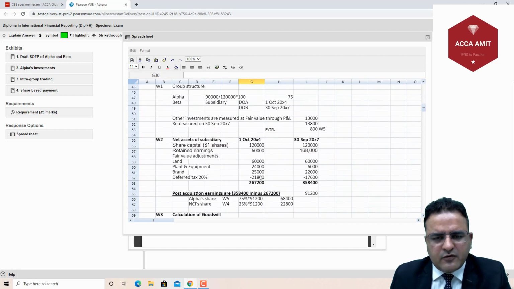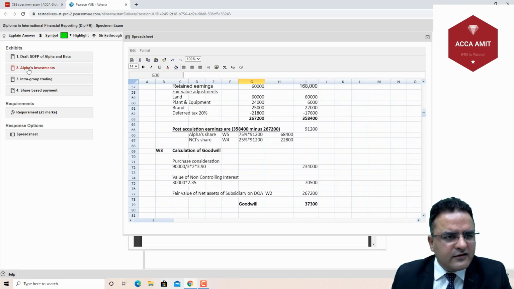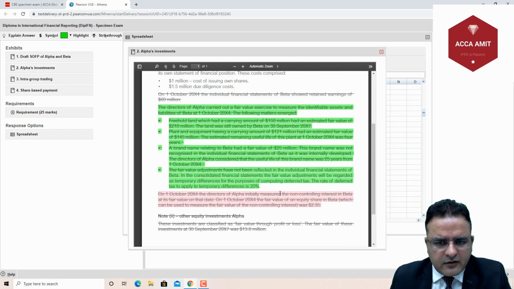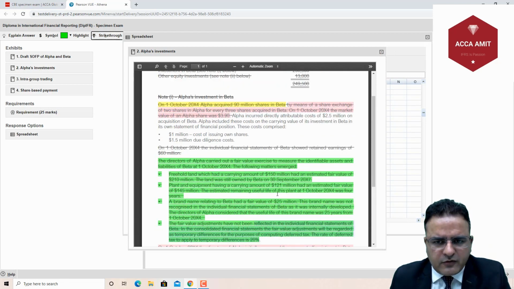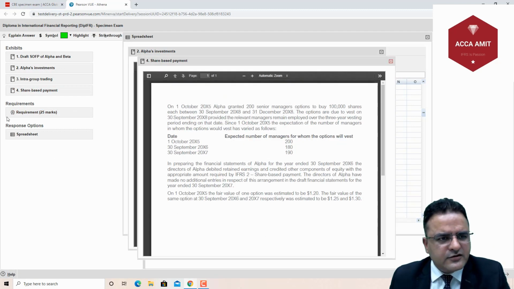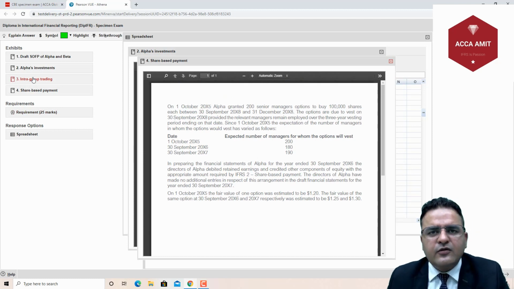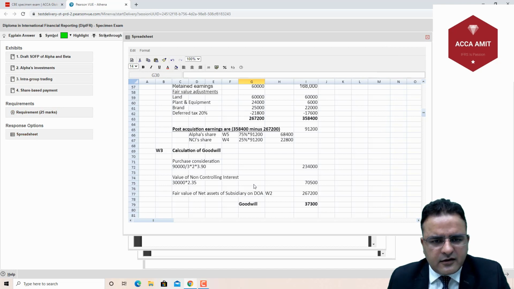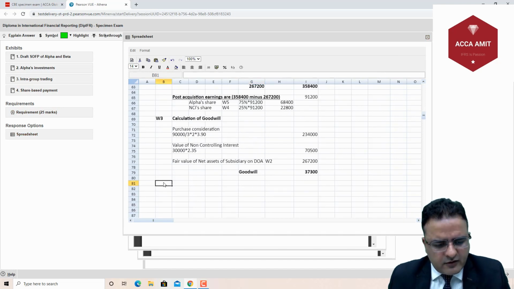So we'll see if there is any impairment of goodwill because we valued NCI at fair value. There is no information regarding impairment of goodwill. We have share-based payments, so we'll deal with the share-based payments question once we have dealt with working note number 4 and working note number 5. We'll see to it. So Exhibit 2, Exhibit 3 is done. Let's move on to complete working note number 4. Working note number 4 is non-controlling interest.